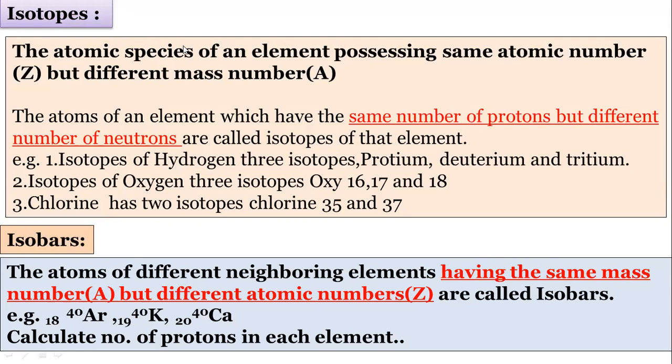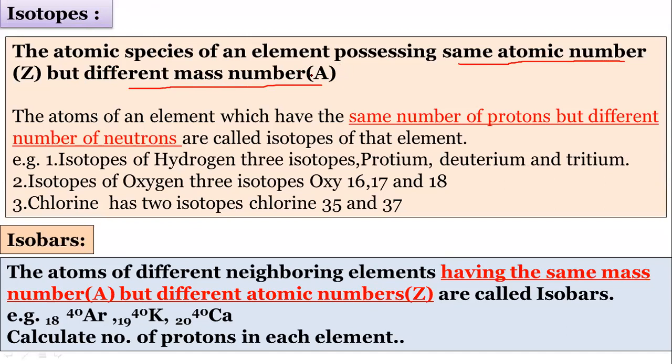So isotopes is what? Isotopes, these are the species in which same atomic number is there. Atomic number is same, but this mass number is different. It is called as isotopes, remember. So this A will be different, but the Z will be same. This species is called as isotopes, and some examples are given here.